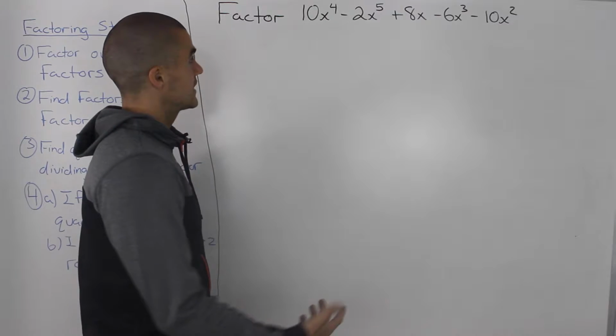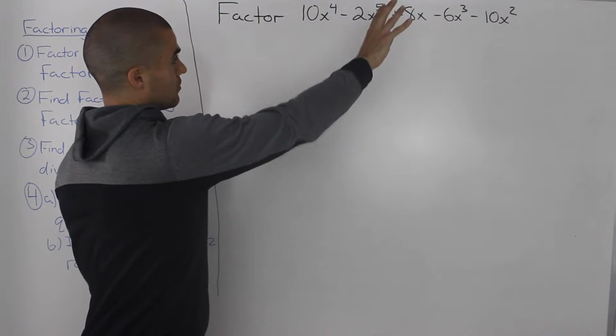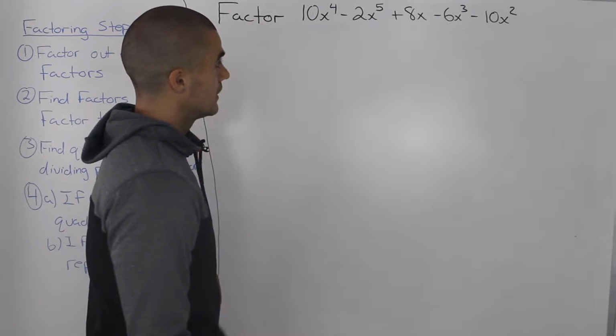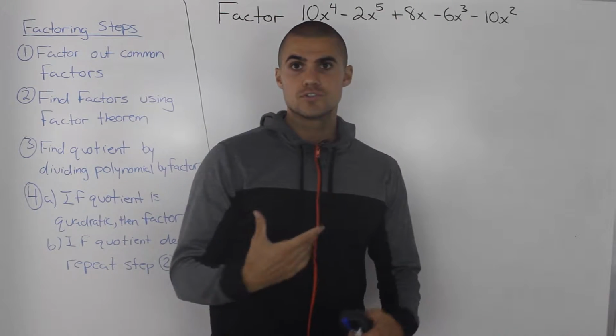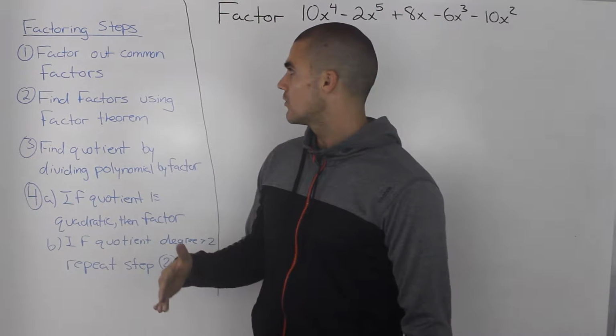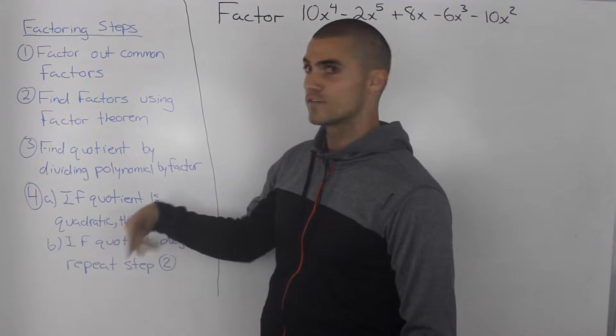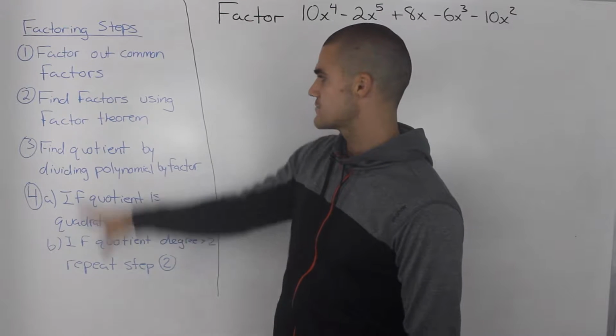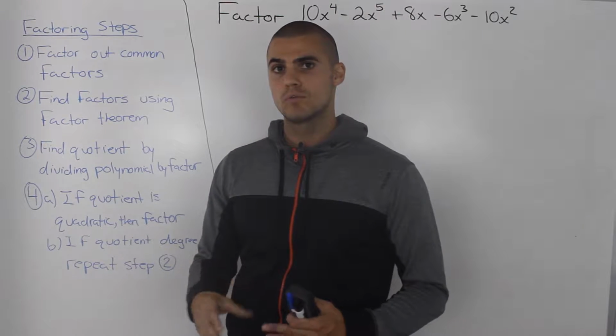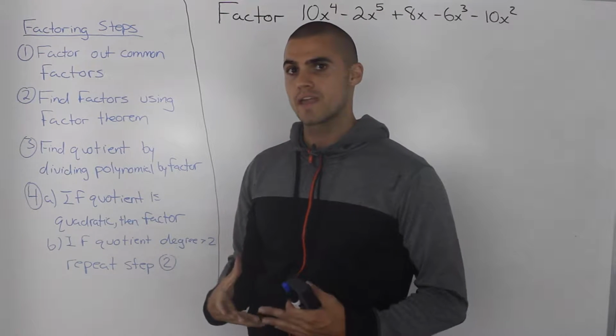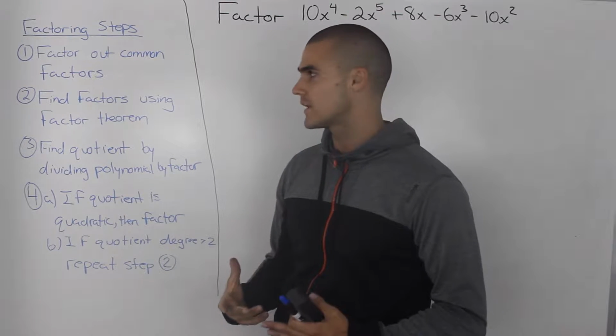Moving on to the next factoring example, we have to factor this polynomial here. We're going to follow the same steps that we followed in the first factoring example in the previous video, and I wrote out the steps here. However, in this video, we'll be moving at a bit of a faster pace. I won't be doing as much explaining.